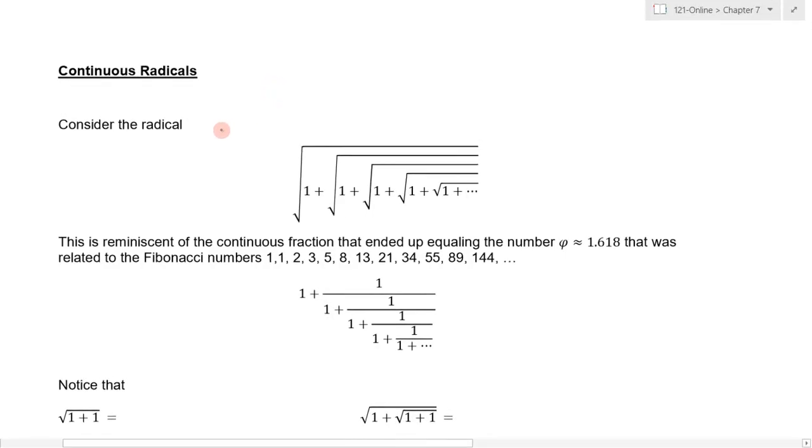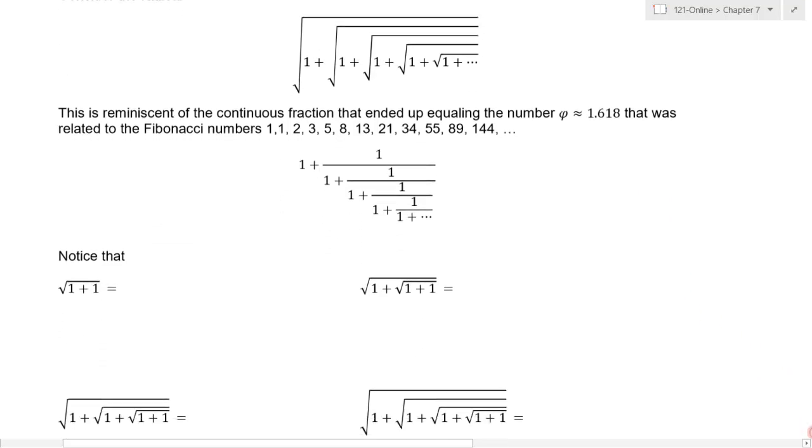Hi, everybody. I know when you talk about radicals of radicals, it probably makes your head hurt. But here's a very interesting radical. Square root of 1 plus square root of 1 plus square root of 1 plus square root of 1 forever. That sort of reminds us of the continuous fraction we looked at earlier that ended up equaling this funny number phi. It's about 1.618. That was the fraction 1 plus 1 over the 1 plus 1 over the 1 plus 1 forever. We call that a continuous fraction. We could maybe call this a continuous radical. It'd be interesting to find out what this continuous radical was equal to.